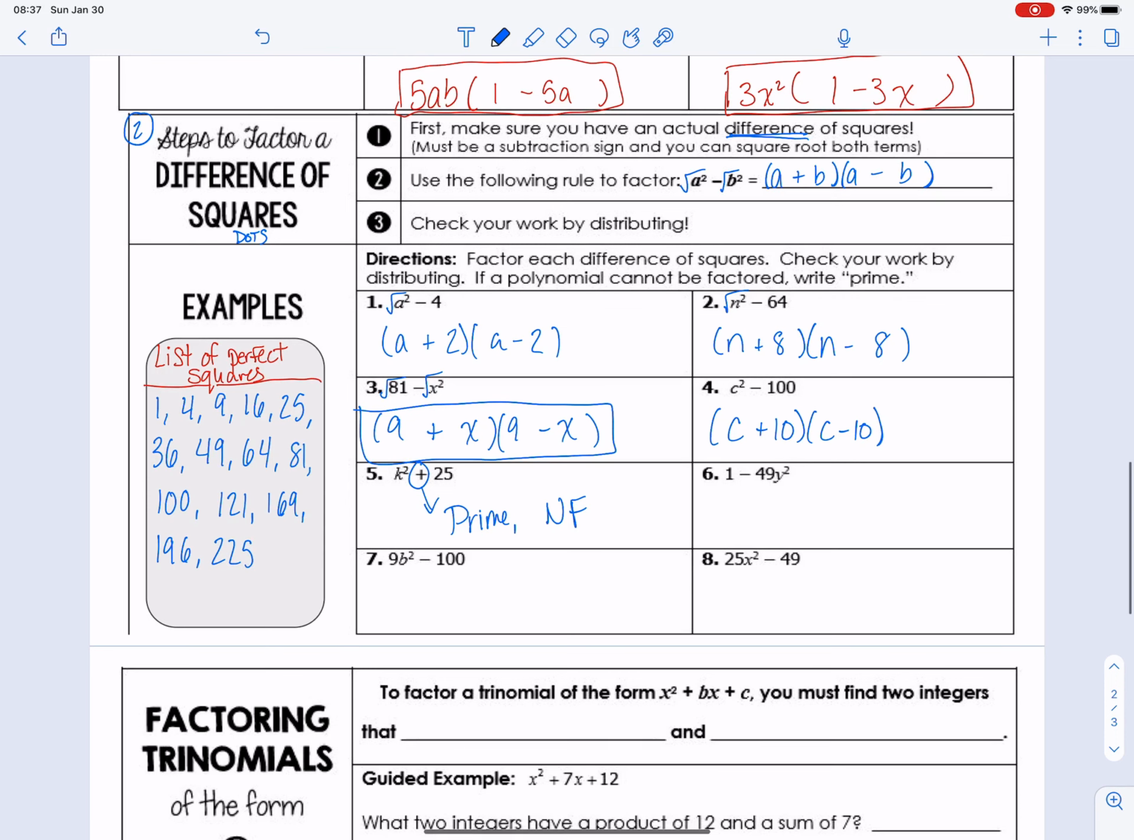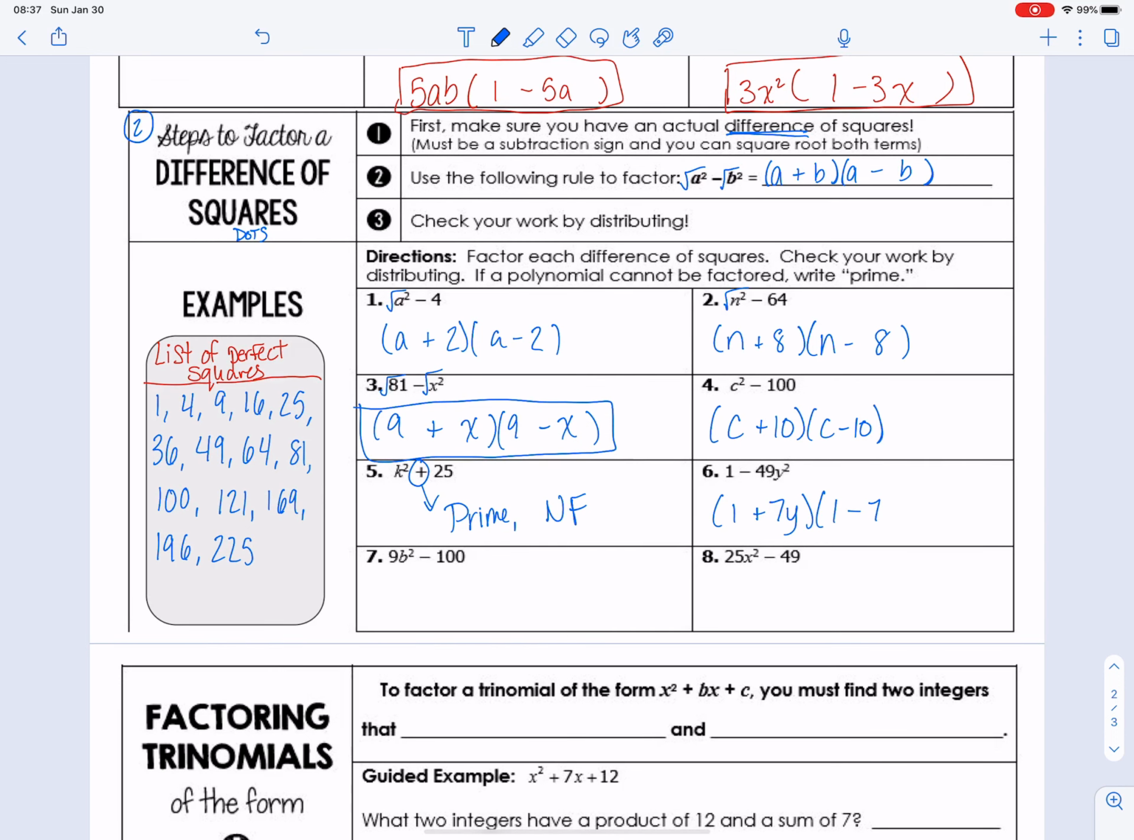If I skip down to number 6, let's say, okay, same process. This is a difference. The square root of 1 is 1. The square root of 49y squared is 7y. So sometimes you have to be able to factor both the variable term and the coefficient that goes with it. So same thing like in number 7. I'm taking the square root of 9b squared, which is 3b. The square root of 100 is 10. So that's how I'd factor that one.